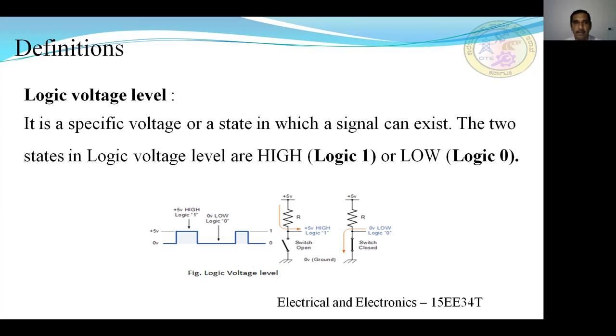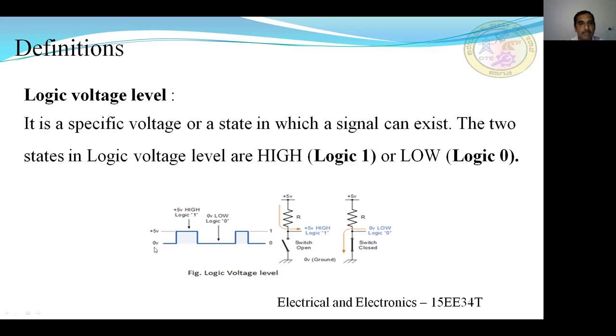Okay, the two states in the logic voltage level are high or low. In digital, as I already explained, there may be only two states, high or low, 1 or 0. Similarly, in logic voltage levels also we get two states, high or low.